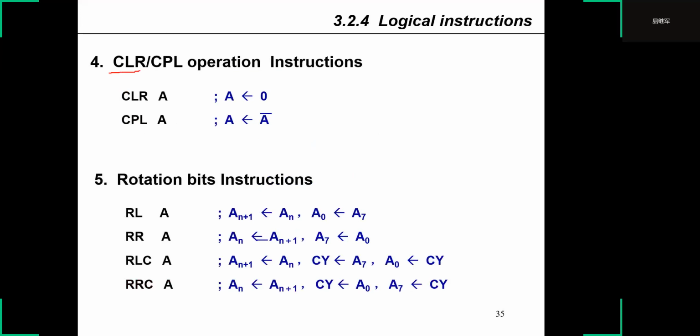CLR A means clearance: clear A, put 0 to A. CPL A gets the inverse of A. Rotation bits instructions: RL A means rotation left, and RR A means rotation right.